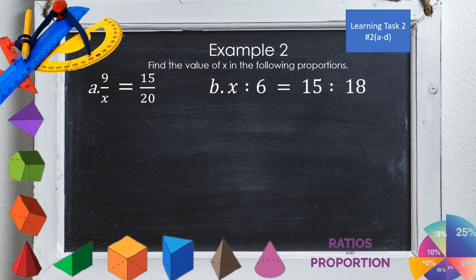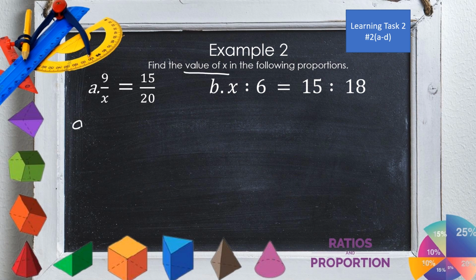Note, this one is already discussed on the learner's packet. So I'm just repeating what's written on the learner's packet. I'm just discussing how we got the answer. You can use this information to answer learning task 2, number 2, letters A to D. Again, we're going to use the cross multiplication property to solve for the value of x.